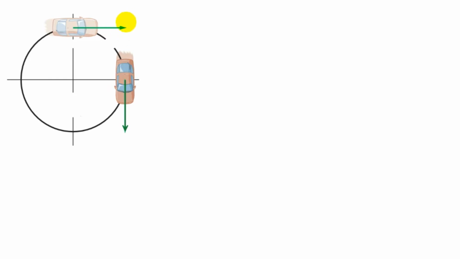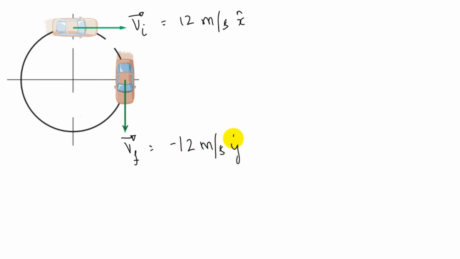Now suppose we take the initial velocity of the car as vi, which is 12 meter per second, and it's along the x direction, so x cap, the unit vector. Now in this direction we have vf. Let this be the final velocity vf. It is equal to, magnitude remains the same but the direction changes, so this is y cap. It's along the negative y direction.